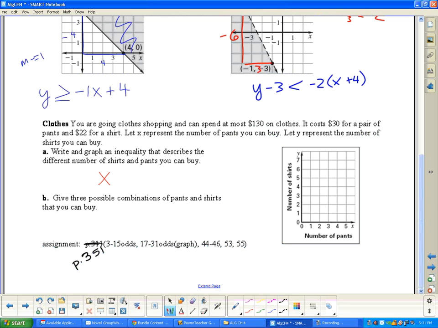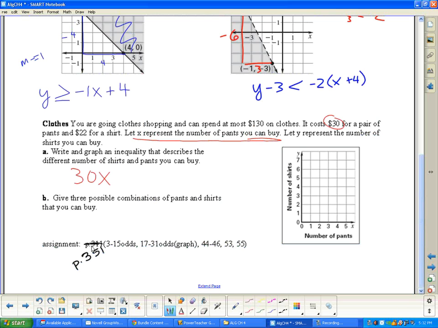So for my shirts, I'm leaving some space in front of my Y. It says let Y represent the number of shirts I can buy, and it says it's $22 for a shirt, so it's going to be 22Y. Now, I know that all the X's I can buy, the pants, plus all the shirts I can buy has to be, and it says at most $130.